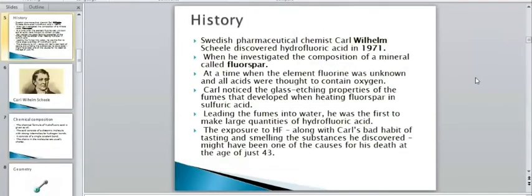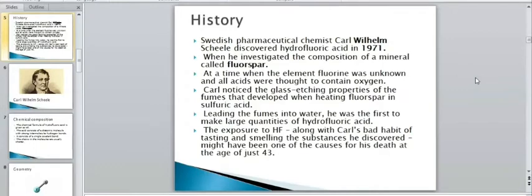Now, what is the history of hydrofluoric acid? Swedish pharmaceutical chemist Carl William Scheele discovered hydrofluoric acid in 1771. How did he discover it? When he investigated the composition of a mineral called fluorspar. What is fluorspar? Fluorspar is the mineral form of calcium fluoride. At a time when the element fluorine was unknown, all the acids were thought to contain oxygen. Carl noticed the glass etching properties of the fumes that develop when heating fluorspar and sulfuric acid.